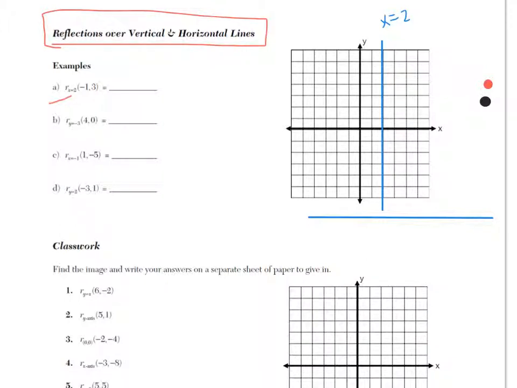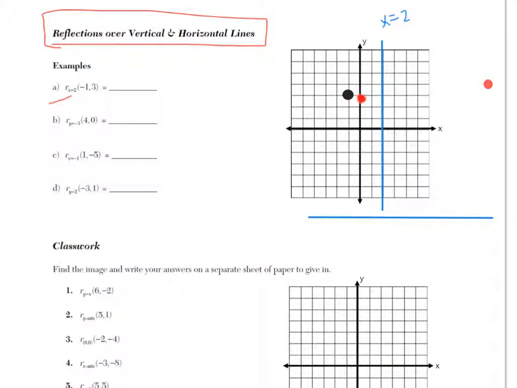Okay, so if we were to graph this line and then plot this point, -1, 3, so -1, +3, my question now is, how do we reflect about this line? Now, the easiest way for me to do this is to count how far away my point is from my line of reflection.